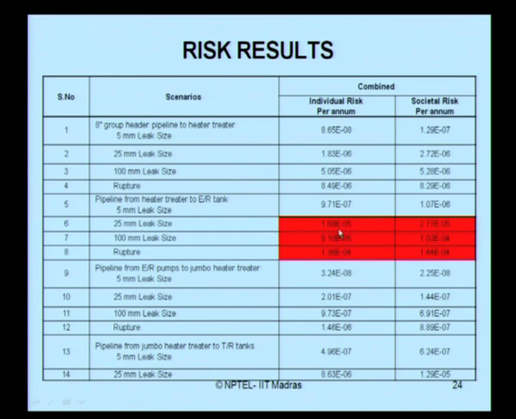Those values exceeding the limit in the LR triangle have been highlighted in red here, and the corresponding scenarios have been carefully looked at. For example, if the pipeline segment carrying the fluid from heater treater to ER tank ruptures at a 25 mm leak, then the risk exposure level to the individual will be unacceptable, and to the society also will be unacceptable. That is how you will interpret the results I am showing you in the present slide.